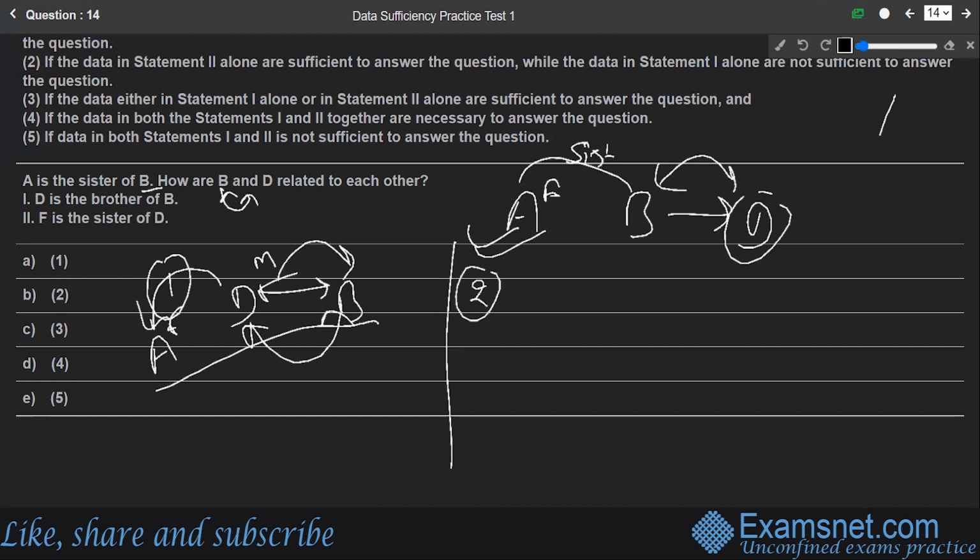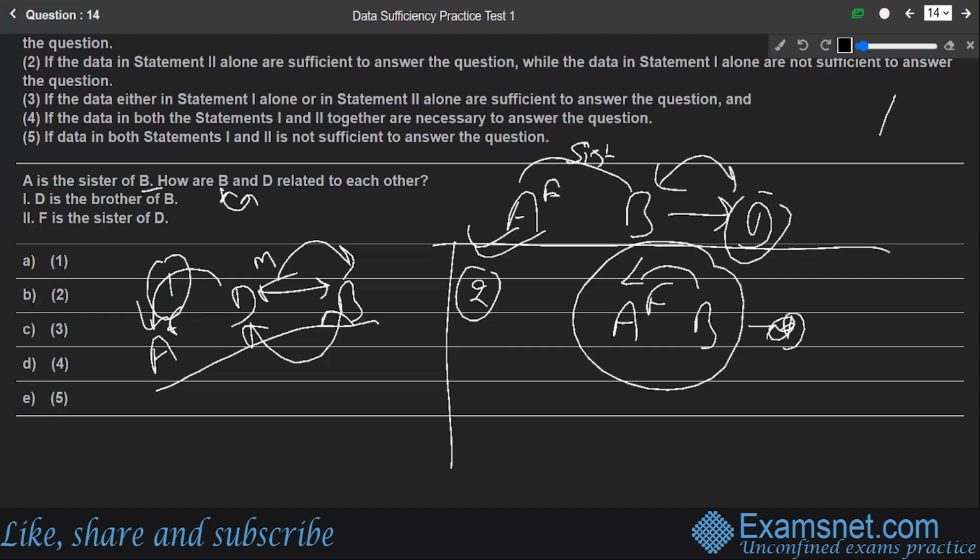Then we also check statement number second. F is the sister of D. We already know this. A is the female sister of B. This much we know. F is the sister of D. But where does D lie in this diagram? That is not mentioned.